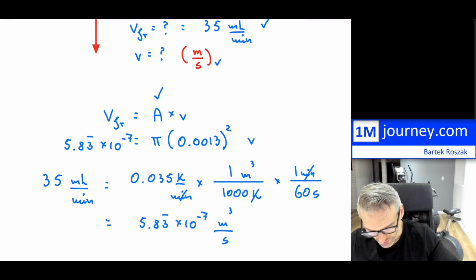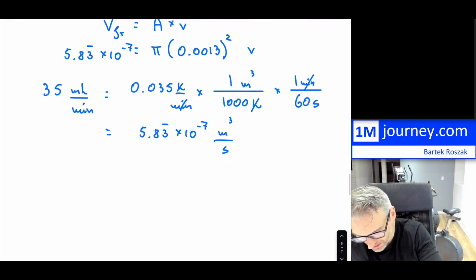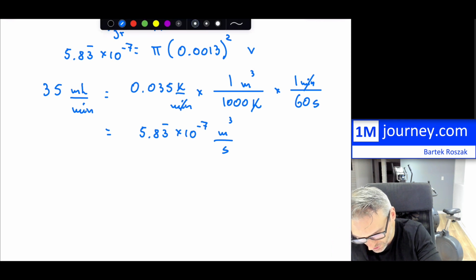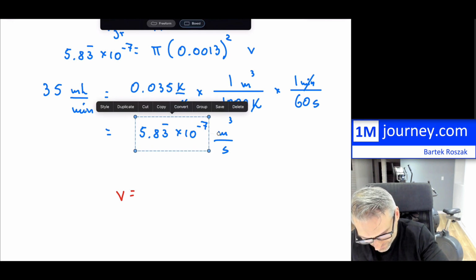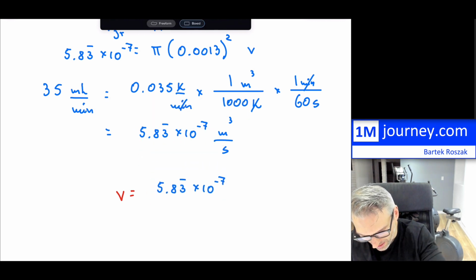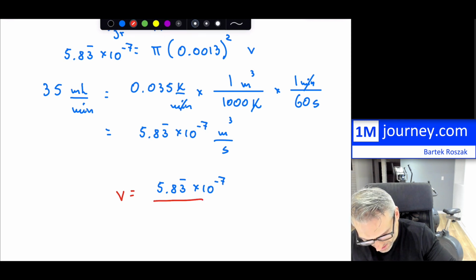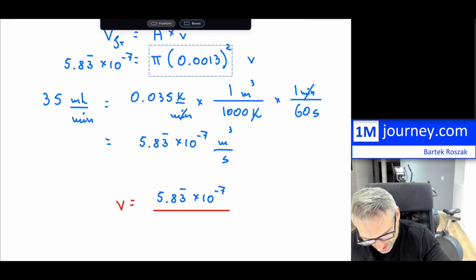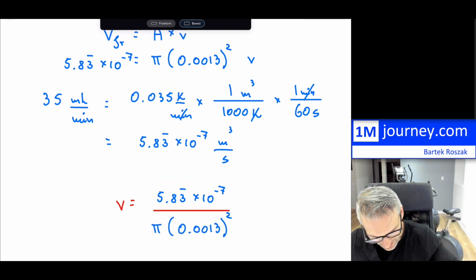Solving this for V, if I take that into consideration, V is equal to this right there. I'm going to duplicate that, and then I'm going to divide all of this by the area, the cross-sectional area. So I'm going to put that in here, and let's see what that is.